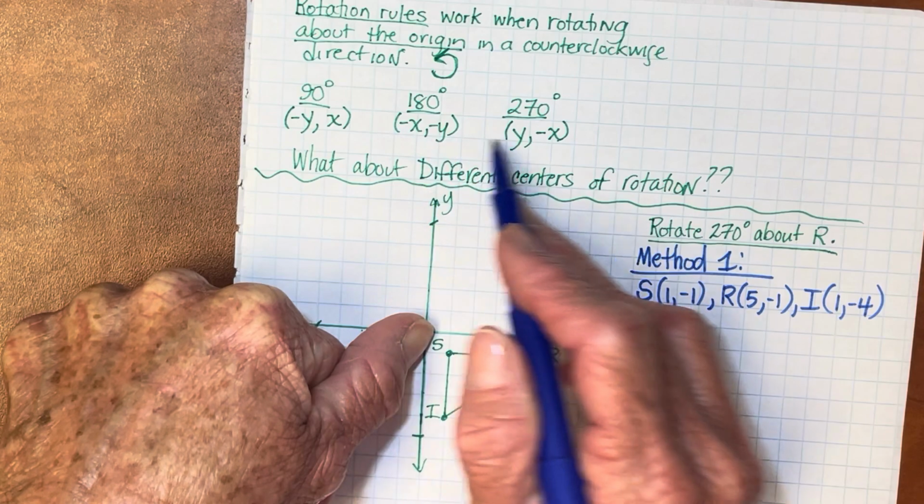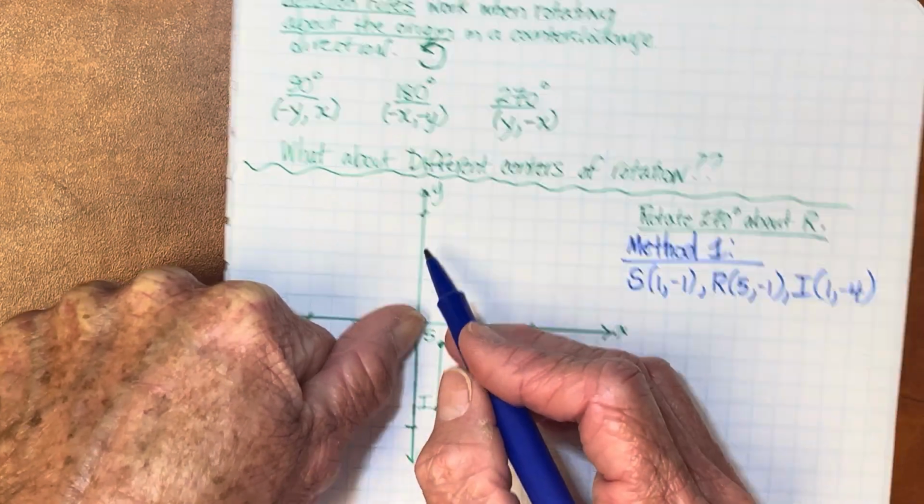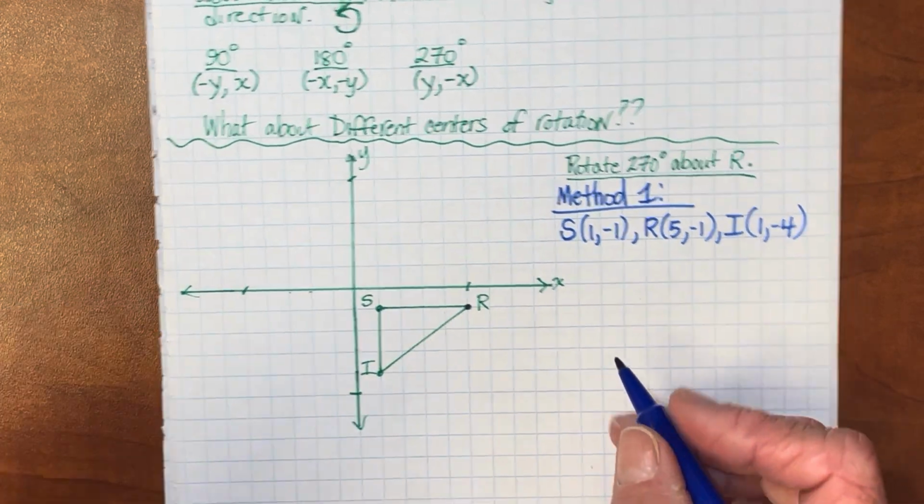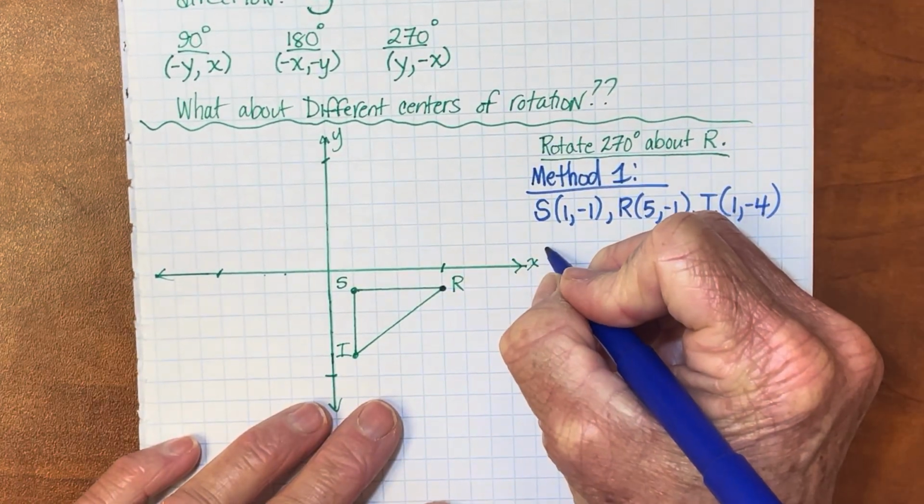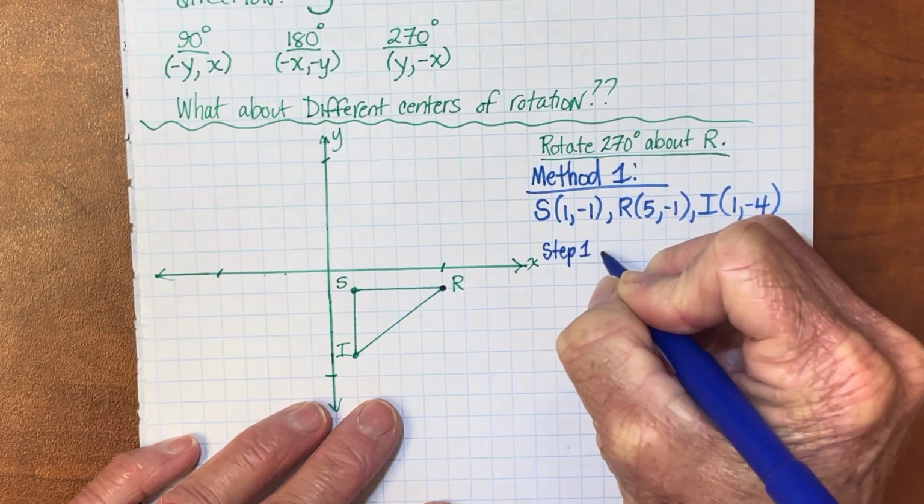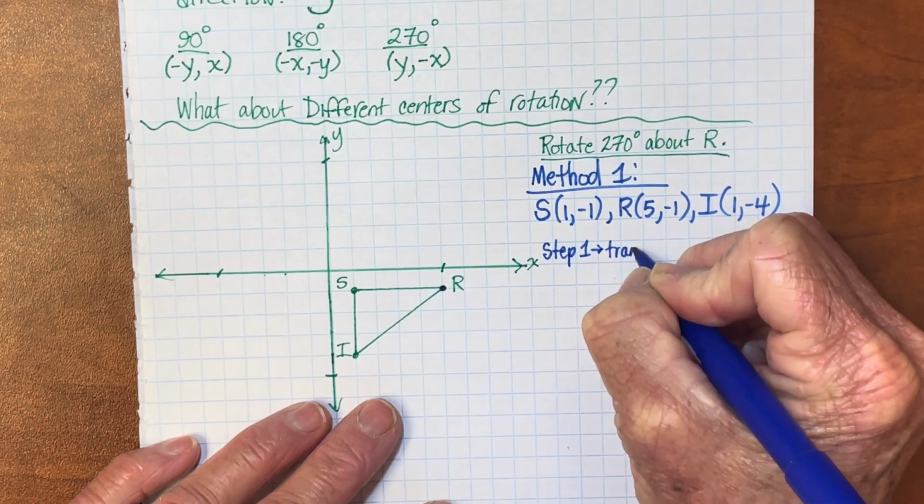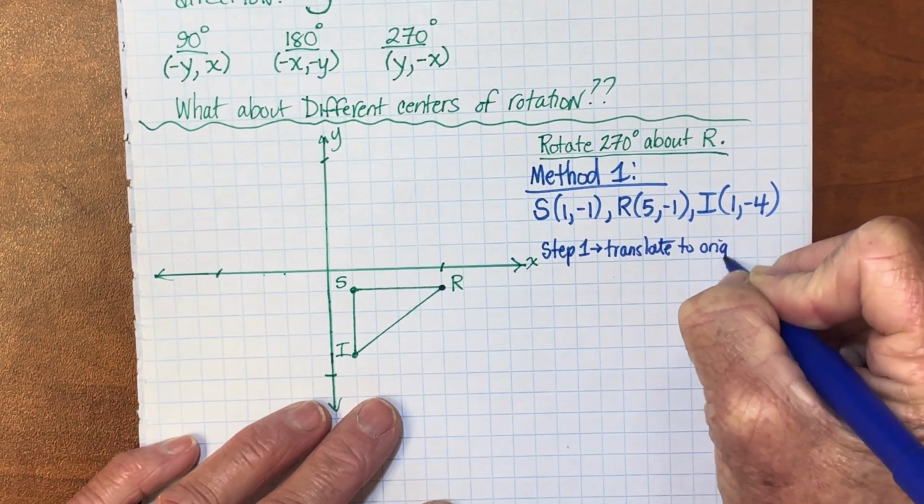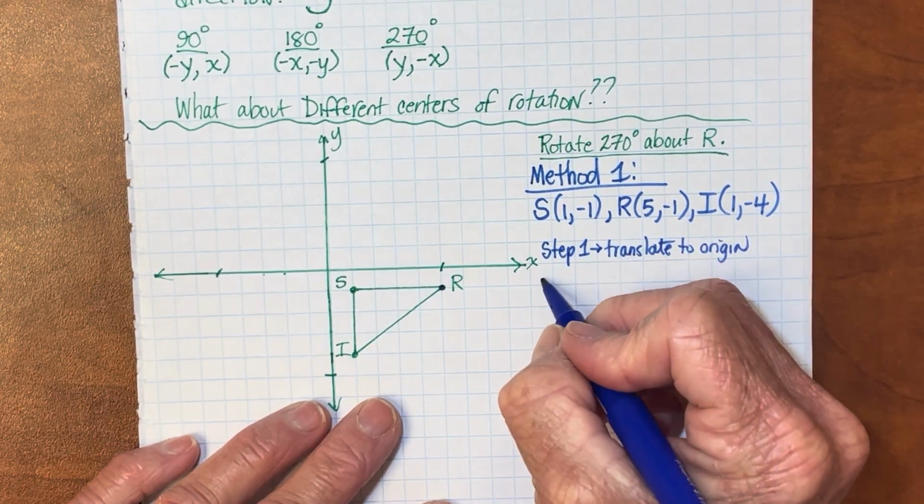Okay, one way to do it is to take our center of rotation and drag it to the origin so we can use these rotation rules, and then we'll just move it back where it was. So it's a 3-step process. So step 1, the first step is to translate to the origin, okay? So I'm going to do that.